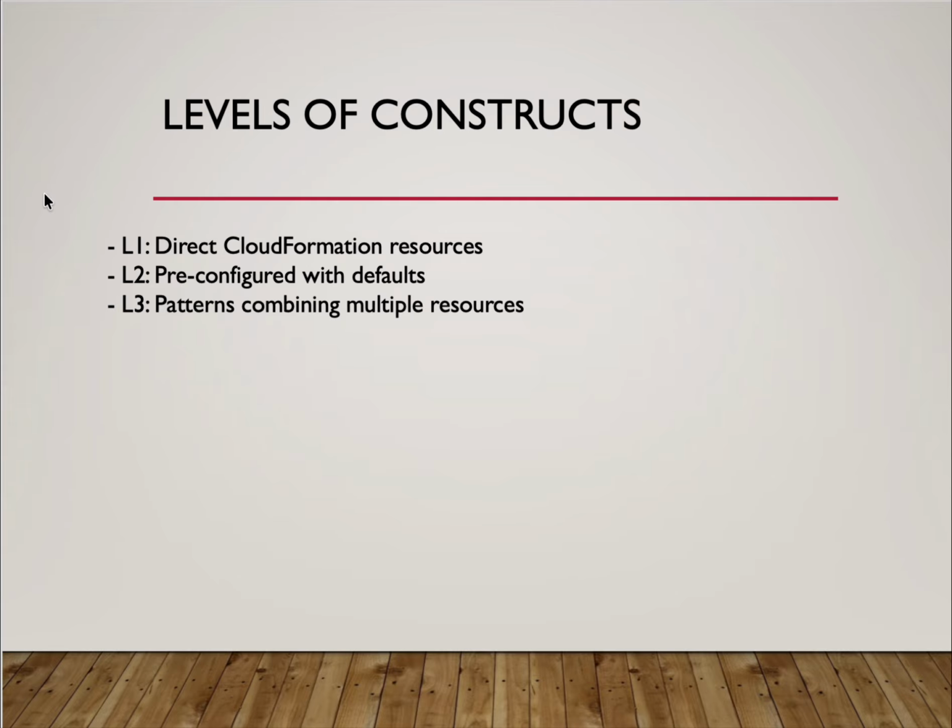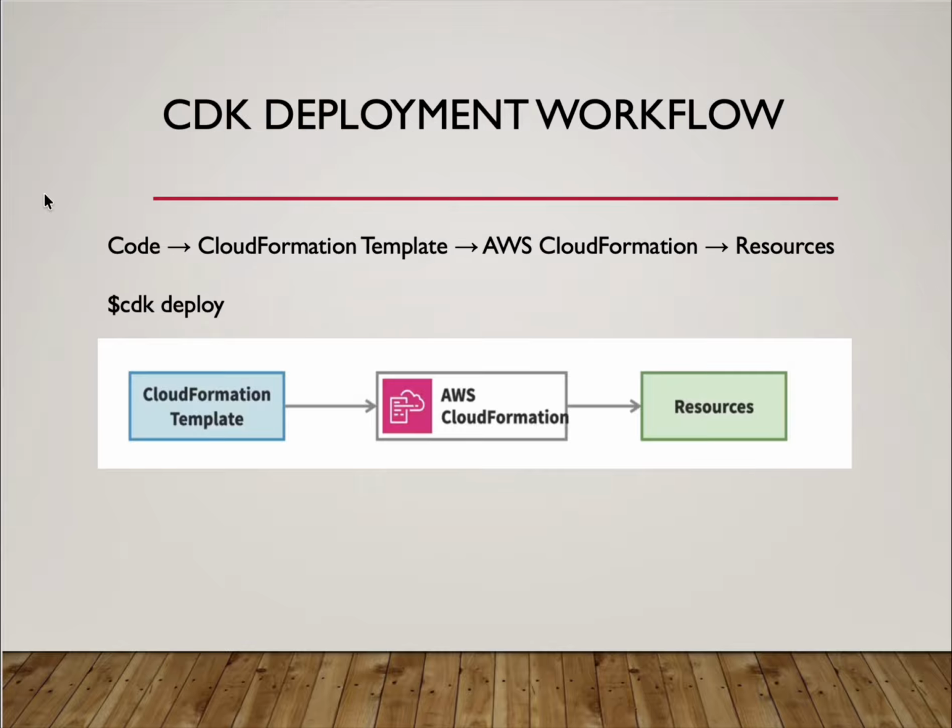So, L1, L2, L3 constructs. There are these three levels of constructs. L1 are direct CloudFormation equivalents. L2 provides higher level resources with sensible defaults, and L3 is patterns, like entire solutions such as serverless APIs. To deploy, you can run cdk synth to generate the CloudFormation, and then cdk deploy to provision the resources in AWS. This makes the deployment repeatable and reliable.